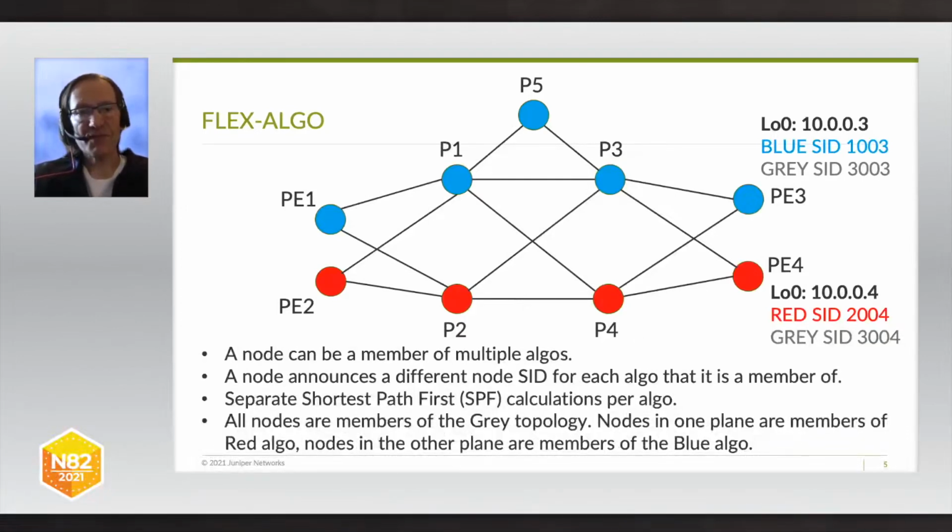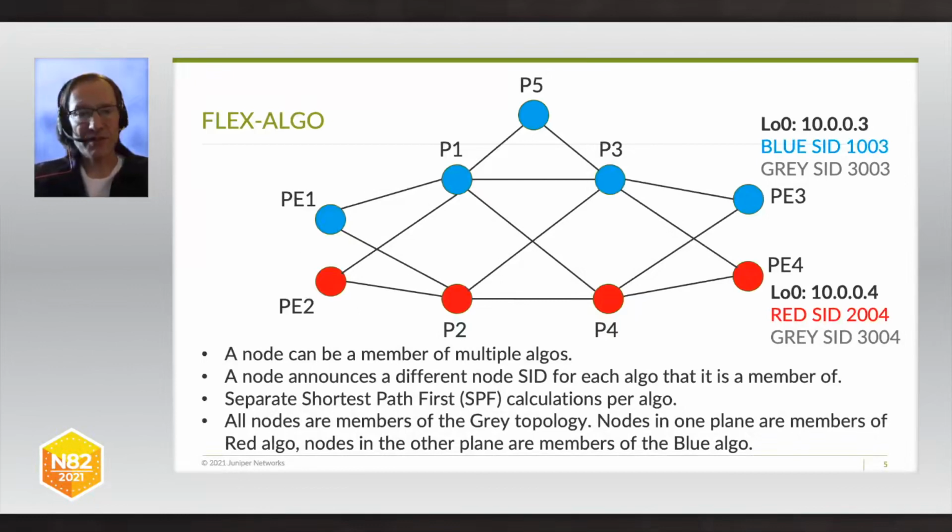And then what happens is that each node performs separate SPF calculations, shortest path first calculations, for each topology that it's a member of. If you take PE1 as an example, it's doing one set of SPF calculations as a consequence of its membership of the gray topology, and a completely separate set of SPF calculations as a consequence of its membership of the blue Algo. And in general, or at least sometimes, the outcomes of those calculations could be different because the topologies are different.